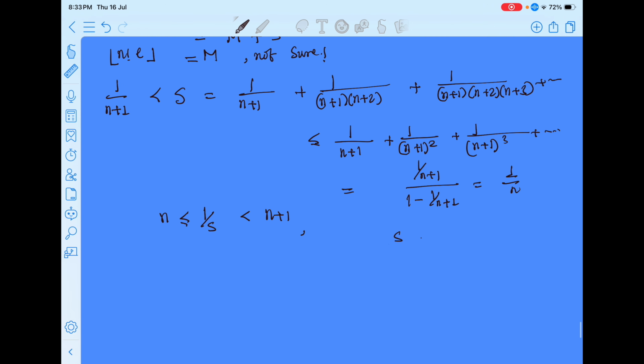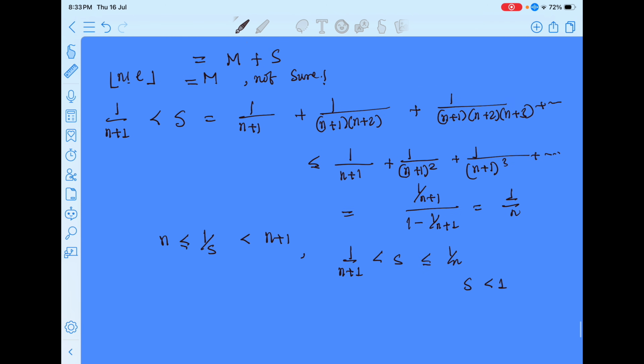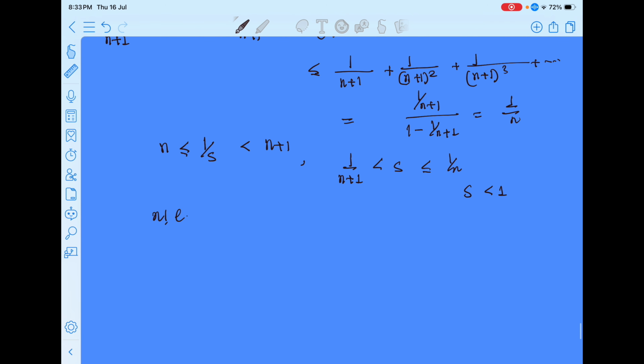So the observation is that s is inside 1 by n and n plus 1. So s is strictly less than 1, right? So that means that n factorial times e is m plus s, where s is strictly less than 1.